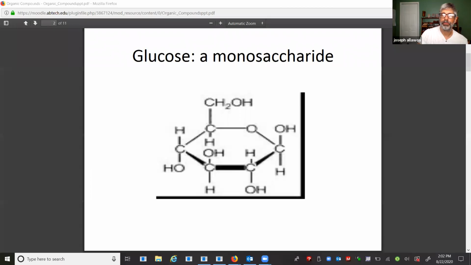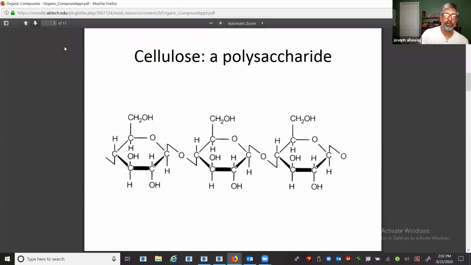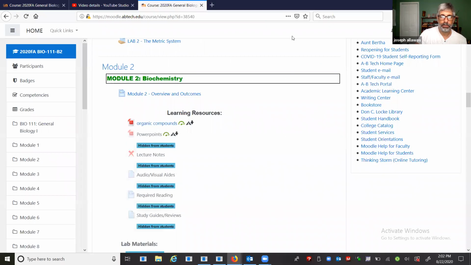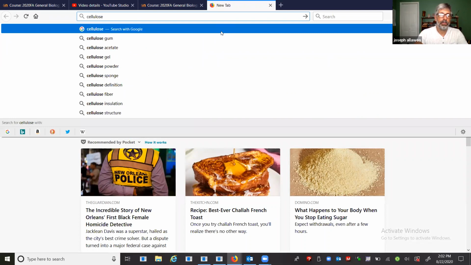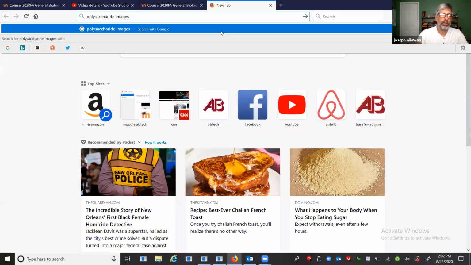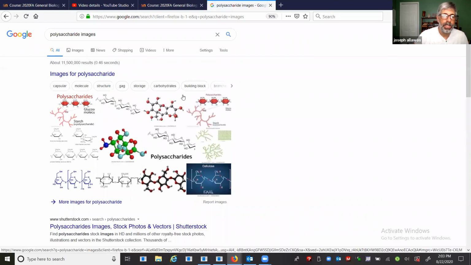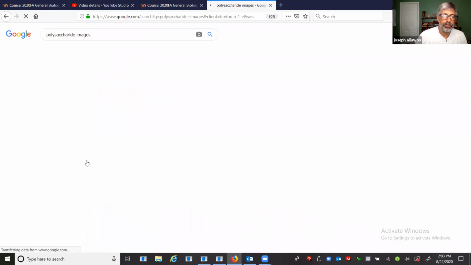I want to show you some images of, here's part of the cellulose molecule, and you can see we have 3 of the many rings that would be present. But let me go online just for a second. Let's look at polysaccharide images, because they'll probably show a bunch of them. You know, like I said, you'd kind of be hard pressed maybe to tell them apart. Let's see what this one looks like.